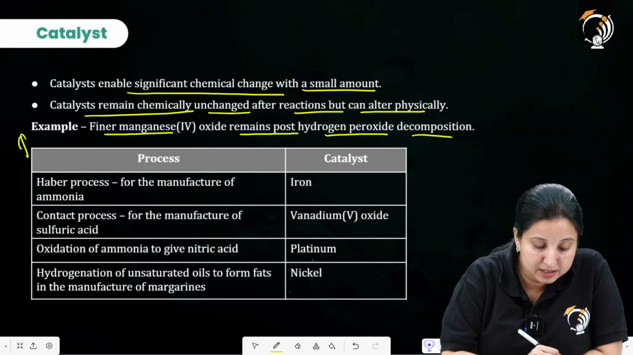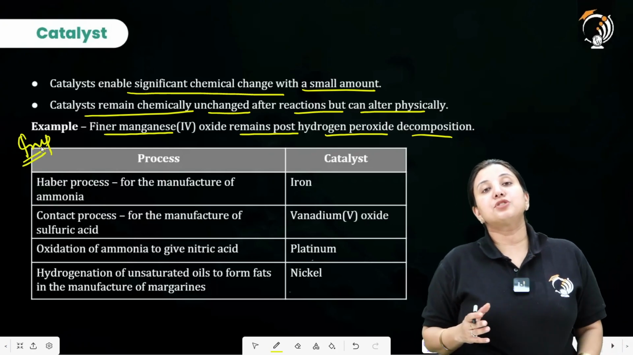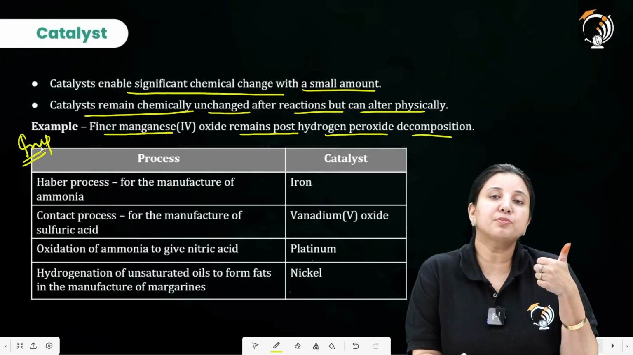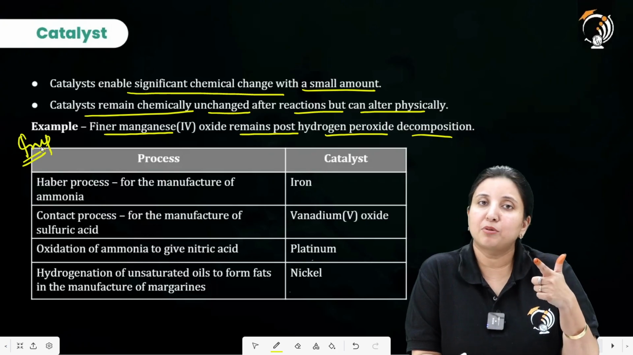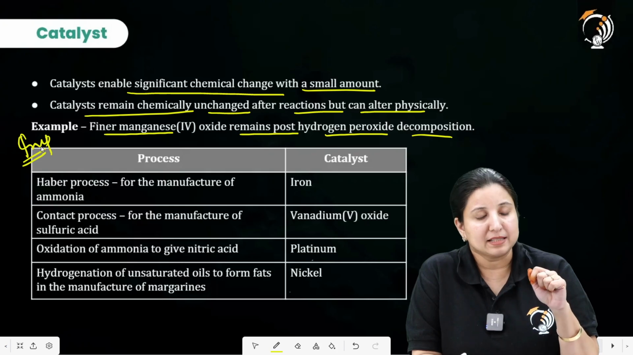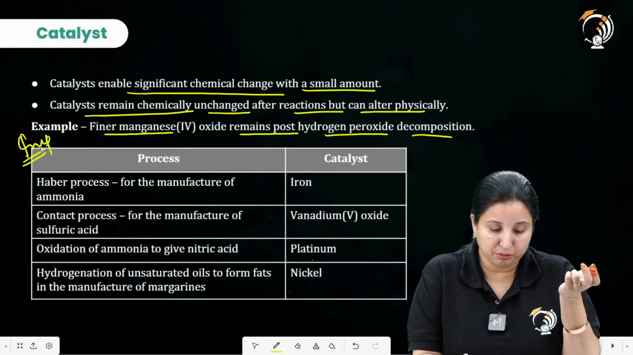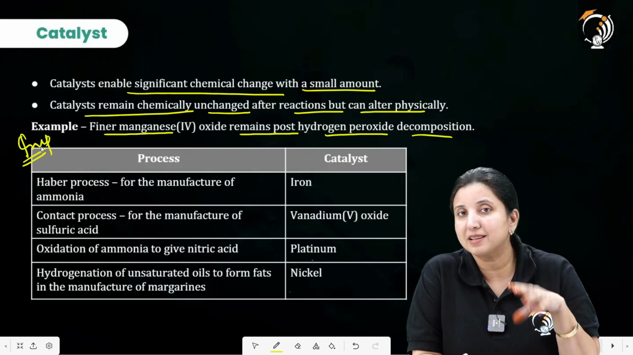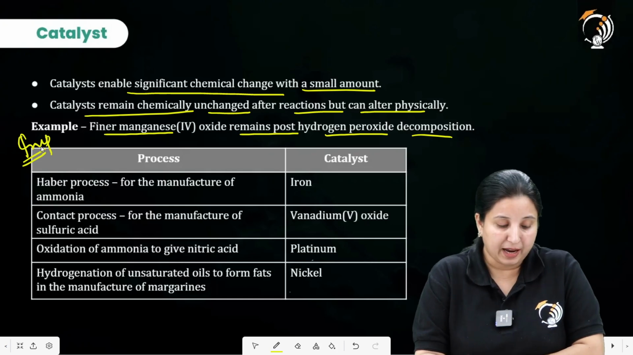Now this is very important, because we get a frequent question about the reaction conditions of different reactions. The most frequent question comes for the Haber's process, that is the manufacturing of ammonia, and the second comes for the contact process, that is the manufacturing of sulfuric acid. Sometimes, or rarely, we get a question on Ostwald's method, that is the preparation of HNO3. In these they ask about the catalyst, the pressure, and the temperature, basically what the conditions are for these particular reactions.